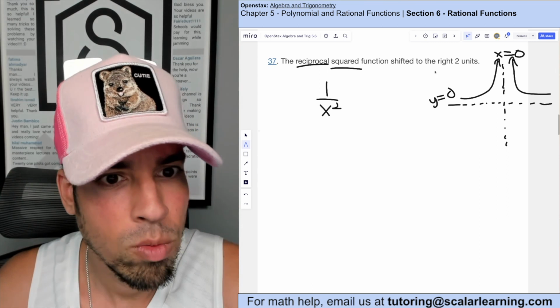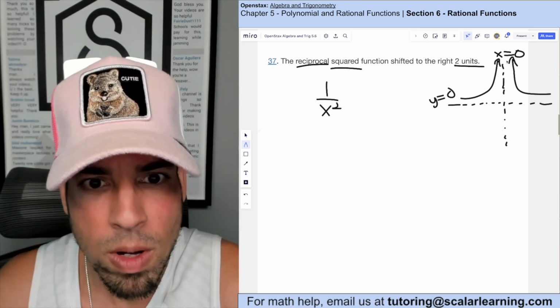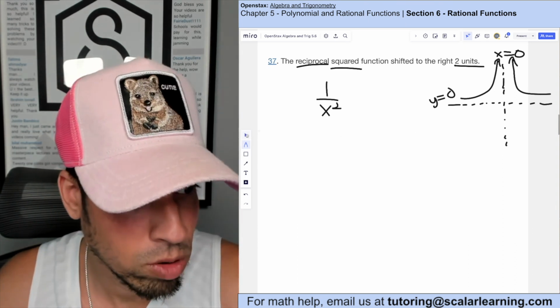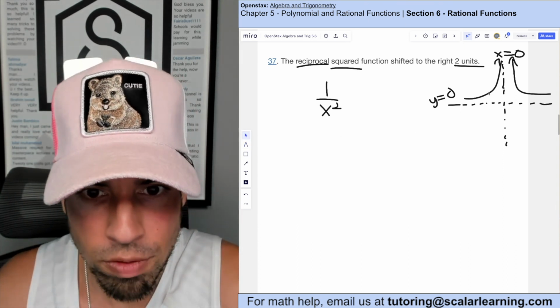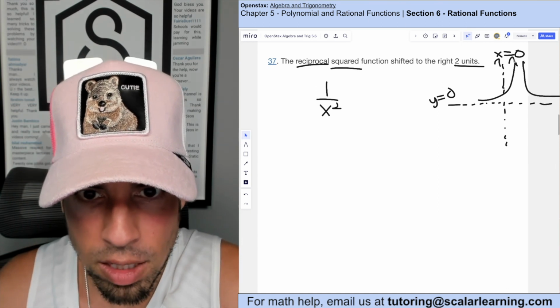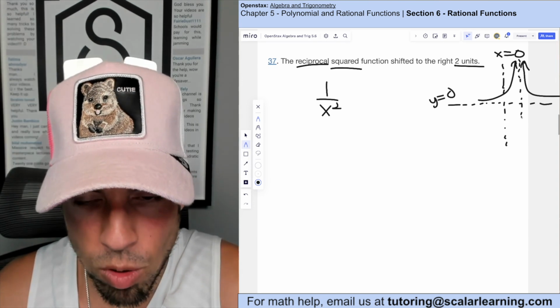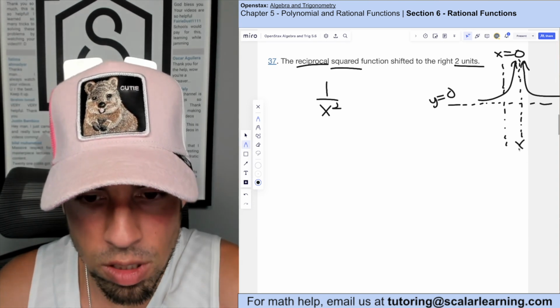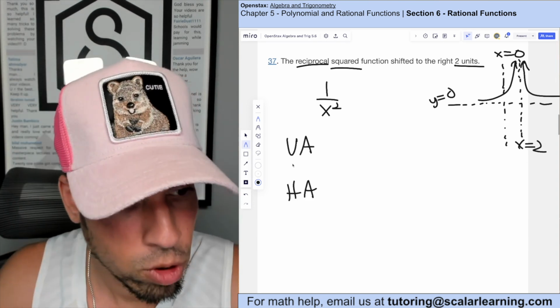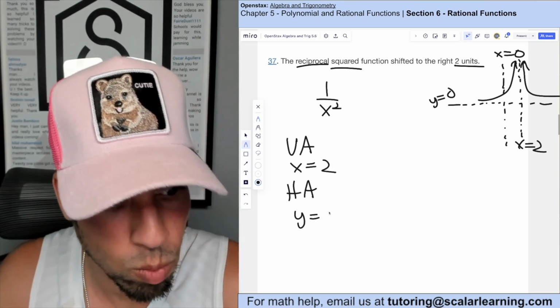So now what does it say? It said it's shifted to the right 2 units. So you can see that this horizontal asymptote is not going to get affected, but shifted 2 units right, it's going to kind of go like this, okay? And let's move those arrows as well. So now that new vertical asymptote is no longer going to be at x equals 0. It's going to be at x equals 2. So we've got vertical asymptote x equals 2. Horizontal asymptote stays as is at y equals 0.